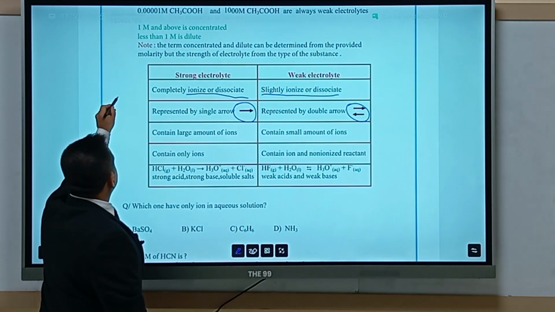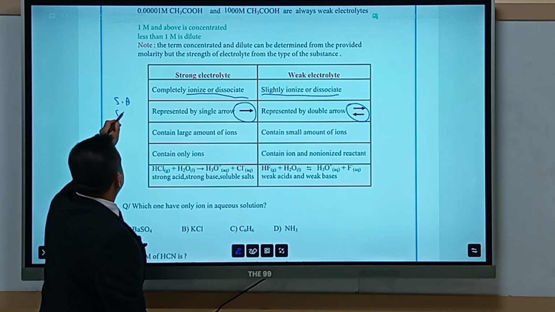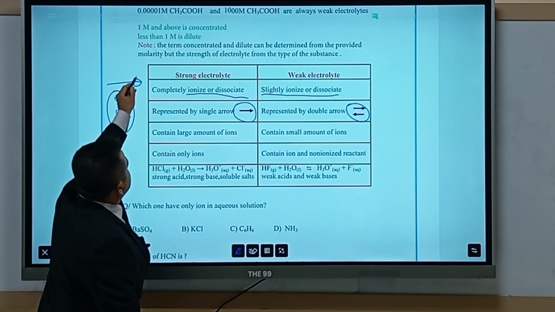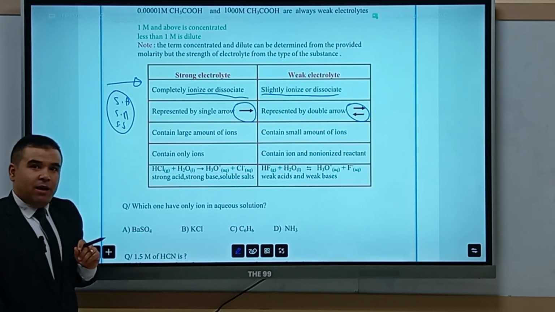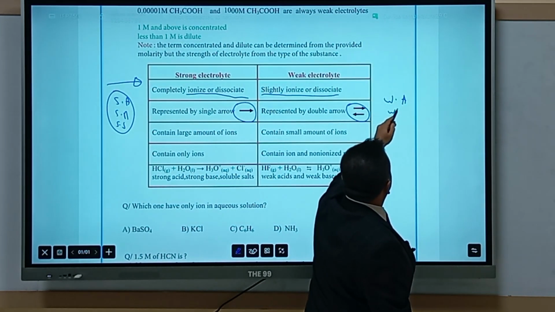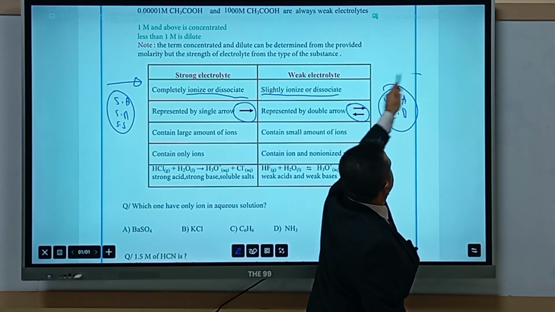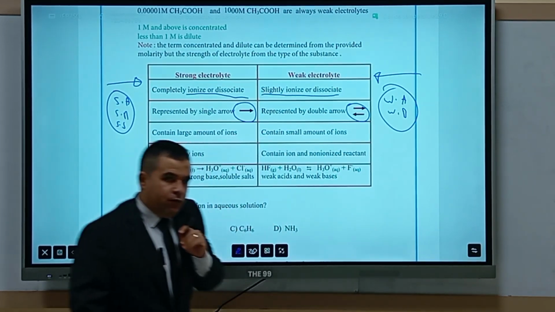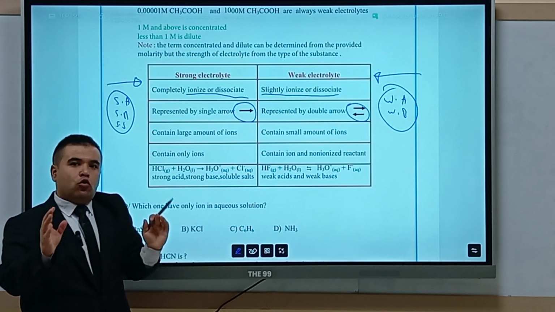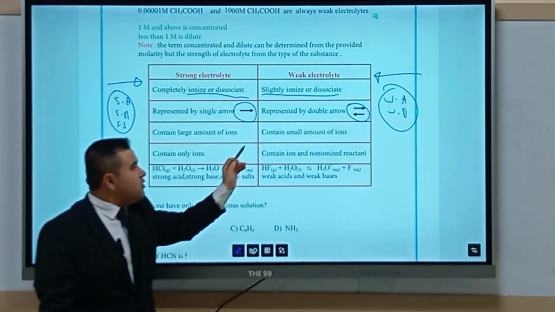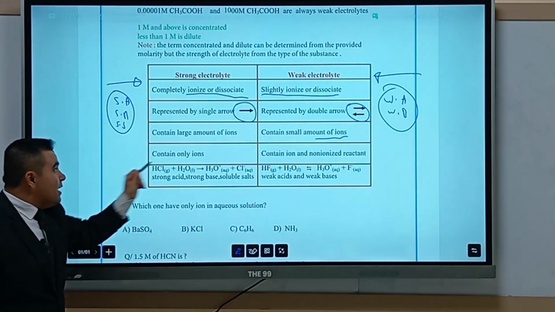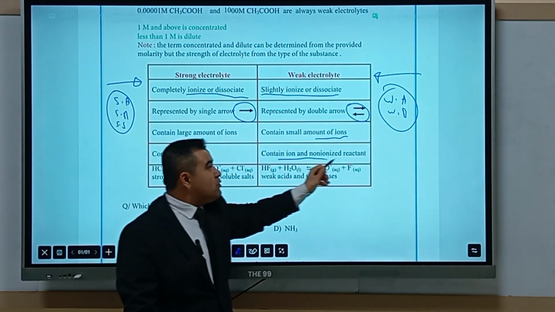So whenever it is a strong acid, strong base, or soluble salt, always the favorite direction is forward, keep in mind this. And when it's weak acid, weak base, the favorite direction is reverse. Strong electrolytes contain a large amount of ions, or we can say only ions, but weak electrolytes contain a small amount of ions, mostly non-ionized or non-dissociated. Contain only ions, contain ions and non-ionized.